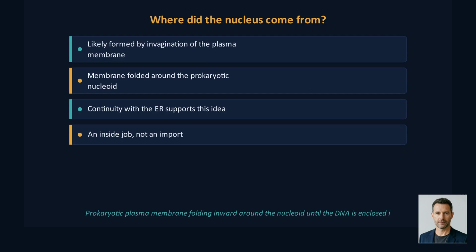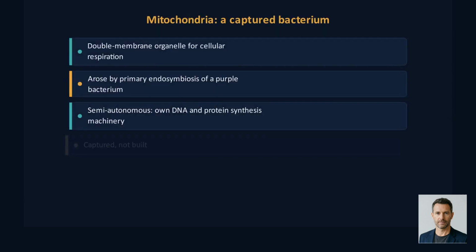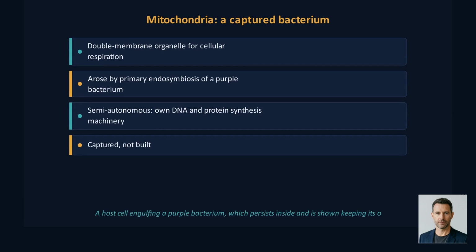But the next two organelles tell a very different origin story. Consider the mitochondria, the organelles responsible for cellular respiration, the cell's power supply. Like the nucleus, a mitochondrion is a double membrane-bound organelle, but its history is not homemade at all. Mitochondria likely originated from primary endosymbiosis, an ancient host cell engulfed a free-living purple bacterium, and instead of digesting it, kept it alive inside. Over evolutionary time that captured bacterium became a permanent resident.